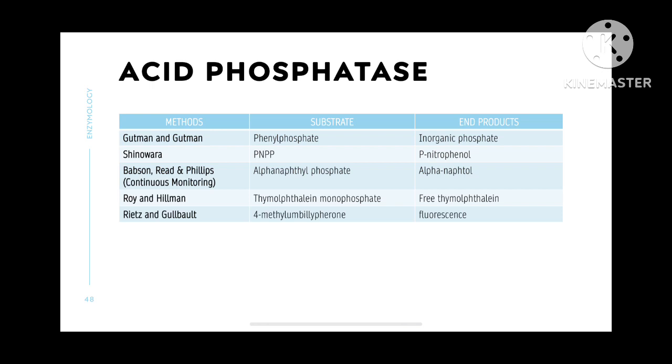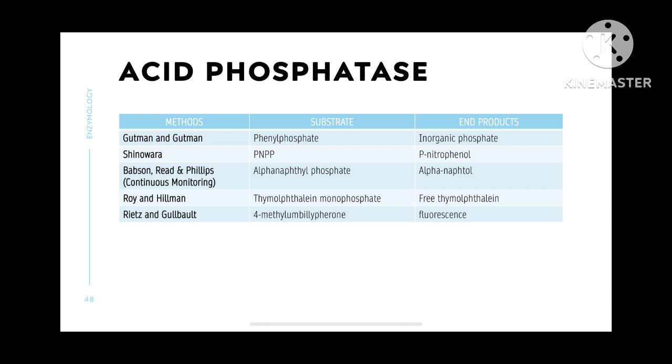These are the other assays to check for ACP activity. That would be Guttman and Guttman. The substrate used is phenyl phosphate, and the end product would be inorganic phosphate. Shinowara makes use of para-nitrophenyl phosphate, and the end product would be para-nitrophenol. Babson, Reed, and Phillips makes use of a continuous monitoring or kinetic assay that makes use of alpha-naphthyl phosphate as a substrate, and the end product would be alpha-naphthol.